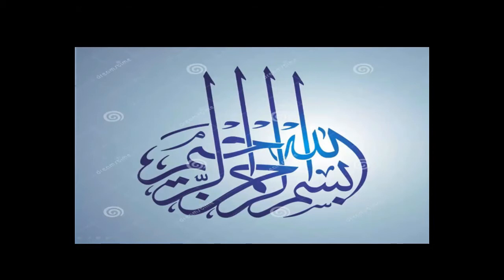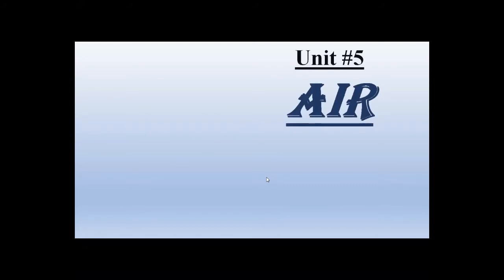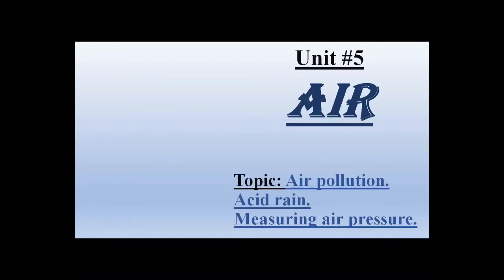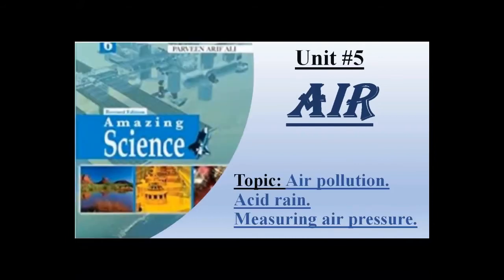Students, this is unit number 5. Unit number 5 is Air. There are some topics that we will discuss today. Point number 1, the topic is air pollution. Second is acid rain, and the third one is measuring air pressure from your course book Amazing Science. This is slide number 1, measuring air pressure.